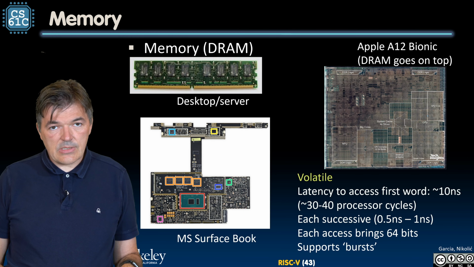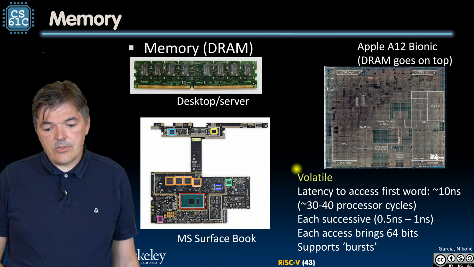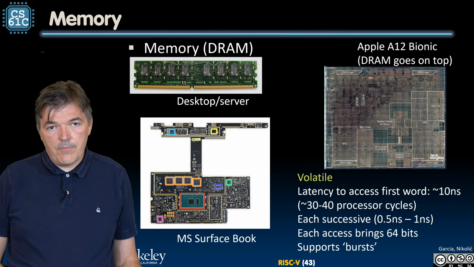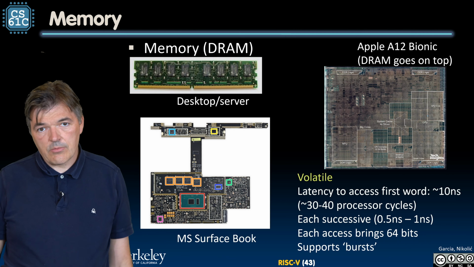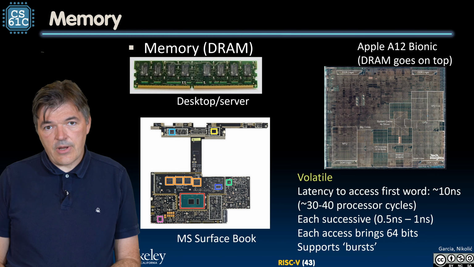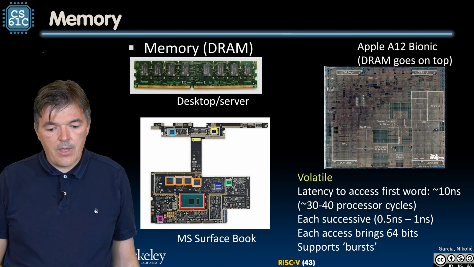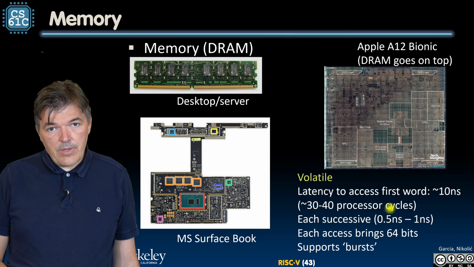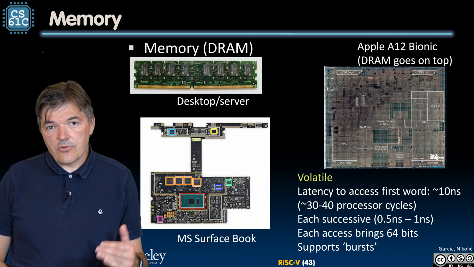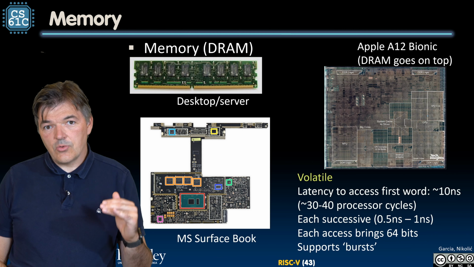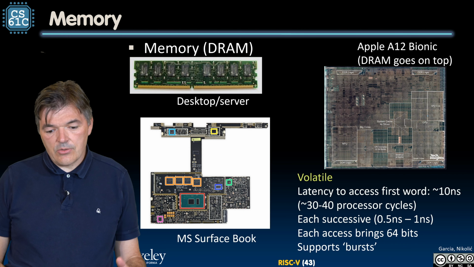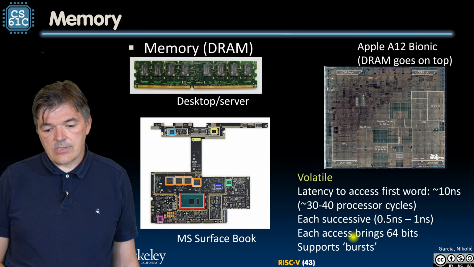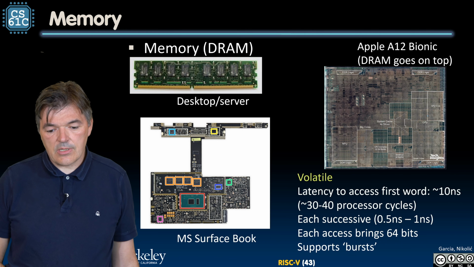Now, some of the characteristics of DRAM: latency to access the first word is roughly 10 nanoseconds. And when we compare that to processor speed, that's like 30 to 40 processor cycles. It can be more or less depending on the class of DRAM and the speed of the microprocessor. Then the important thing to notice is that each successive read or write is much faster if we are writing to a nearby place on the DRAM. Each successive read or write happens every 0.5 to 1 nanoseconds.